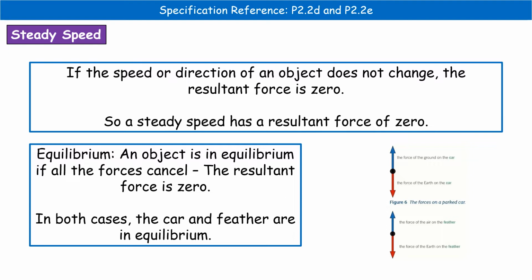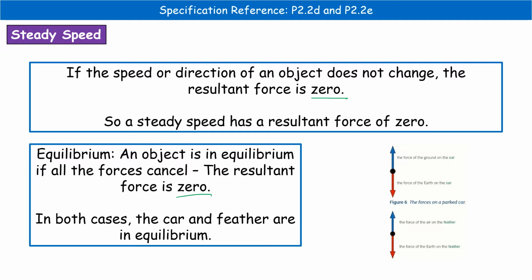Now, if we're talking about an object that is moving at a constant velocity, if the velocity does not change, then the resultant force must be 0 again. So anything that's moving at that steady, constant velocity, then the resultant force is 0. Now, what we could also do is use another word to describe this, and the word is equilibrium. Because if something is at equilibrium, that means that the forces all cancel each other out. So our resultant force is 0 once more.